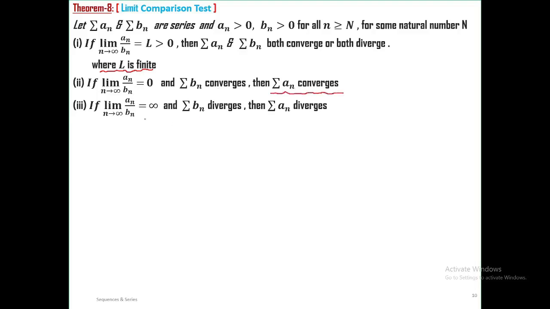Next, the third statement: the limit value is infinity, and it cannot be minus infinity. Why? Because an is more than 0, bn is more than 0, therefore the ratio is also more than or equal to 0 only. So that's why it is positive infinity only. If the limit of the ratio is infinity, and bn diverges, then the conclusion is series an diverges. So roughly I will give the proof for this. You complete the remaining proof.